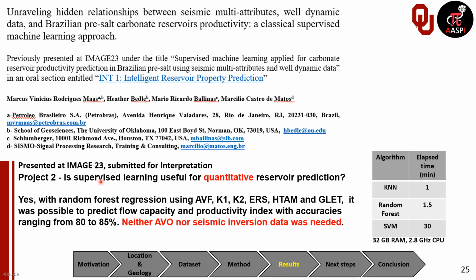So supervised learning is very useful for quantitative reservoir prediction because with random forest regression using the six attributes, it was possible to predict flow capacity and productivity index with accuracies ranging from 80 to 85%. Neither AVO nor seismic inversion was needed to do so.